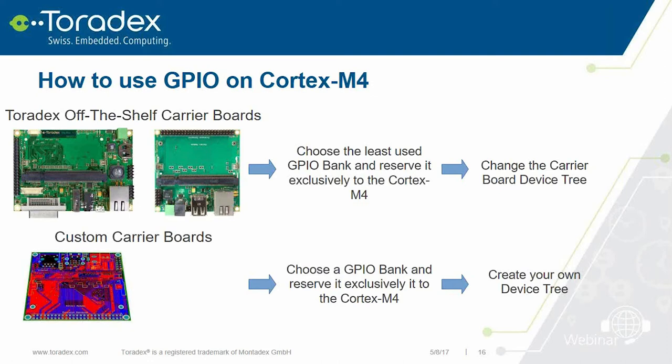If you are doing your own carrier board, I recommend you choose the banks for the Linux and divide a couple of banks to the M4. So don't mix banks in the Cortex-M and the Cortex-A7. And if you do your custom carrier board, you can easily change your device tree to make sure you don't have any conflicts.